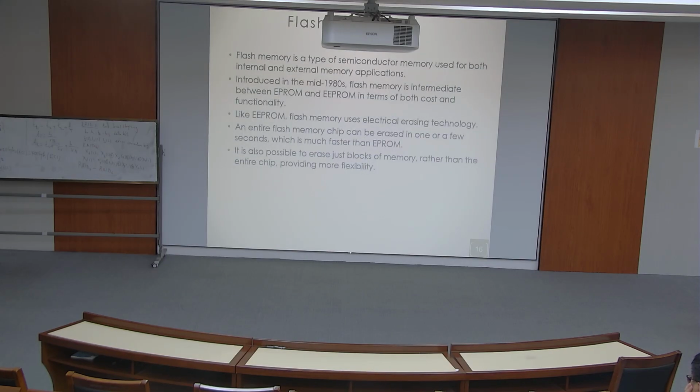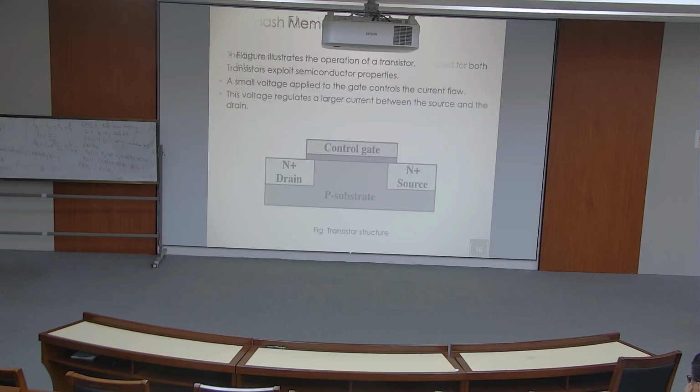Then we talked about flash memory, which is a type of semiconductor memory and is used for both internal and external memory. It is like an intermediate memory between EPROM and EEPROM in terms of both cost and functionality. Here is the flash memory operation, but before we talk about it, it's better we understand the transistor structure.